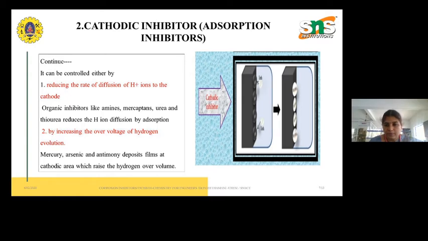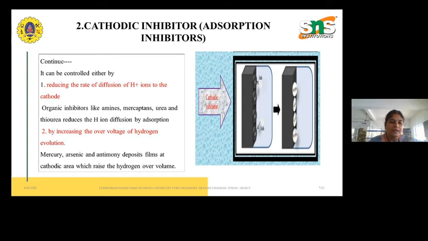If there is no option given to form H2 gas from H plus ions, what will happen? There is no more evolution of hydrogen gas, so the metal surface is protected. This is one way. Another way is by increasing the overvoltage of hydrogen evolution. This can be done by adding antimony or arsenic oxide.